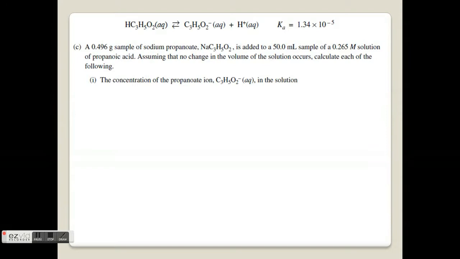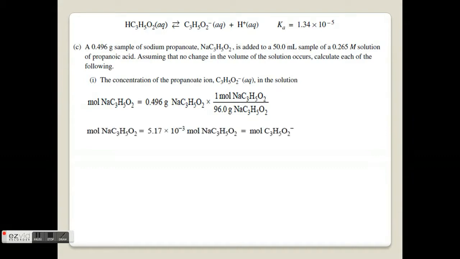NaC3H5O2, as seen there, and that will equal 5.17 times 10 to the negative 3 moles of NaC3H5O2, which equals the amount of moles of C3H5O2 minus. Then we divide moles over liters and receive a molarity of 0.103.